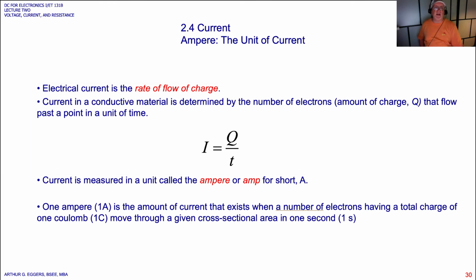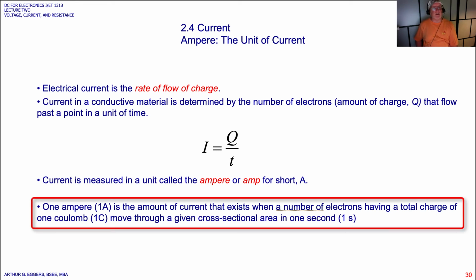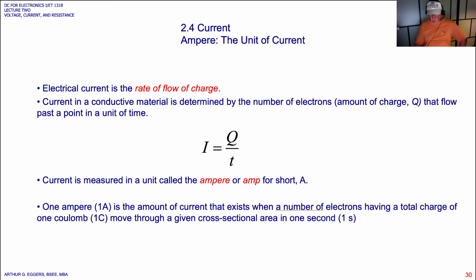Current is measured in a unit called the ampere or the amp, and we typically use the letter A for the shortcut designation. So let's look at the definition. 1 ampere is the amount of current that exists when a number of electrons having a total charge of 1 coulomb move through a given cross-sectional area in one unit of time. So you can think of a wall or a barrier. What we're looking at is how much charge moves from this side of the barrier to this side of the barrier. So we create a cross-sectional area, and that allows us to define what current is.